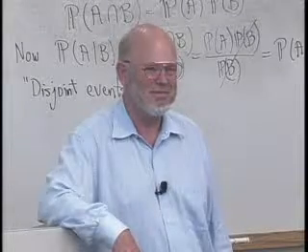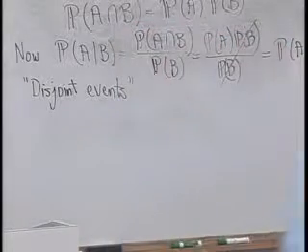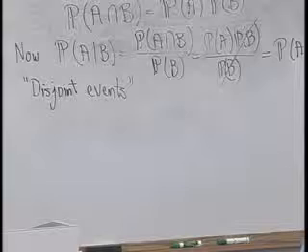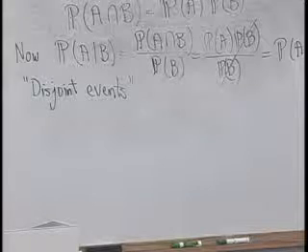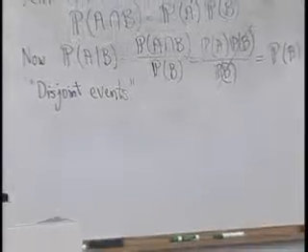Any event and its complement. So, for example, I flip this coin, okay? Event A is that it's a head. Event A complement is that it's a tail. Those are clearly disjoint events.